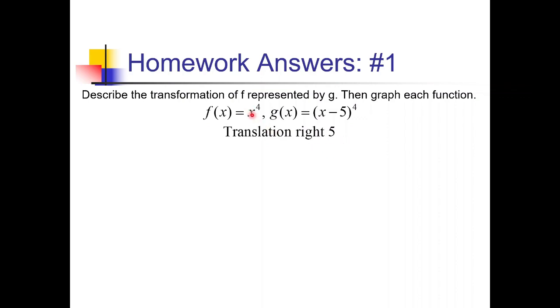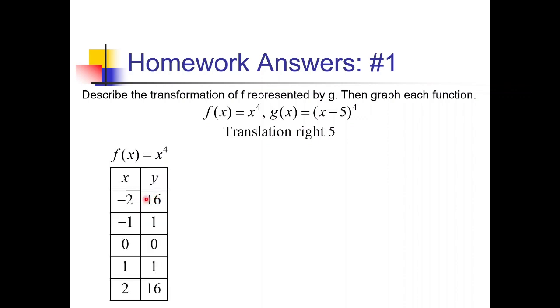So now my parent table for x to the fourth, I'm going to plug in all of these negative 2 through positive 2 for my x values. So we have negative 2 to the fourth is 16. Negative 1 to the fourth is 1, 0 to the fourth is 0, and then if we do 1 and 2 to the fourth, we get 1 and 16 again. It's a symmetrical function.